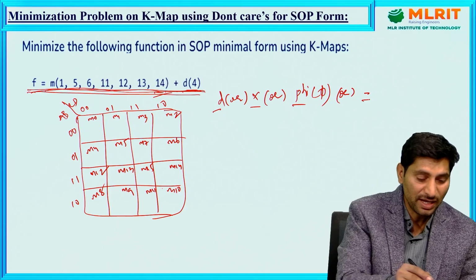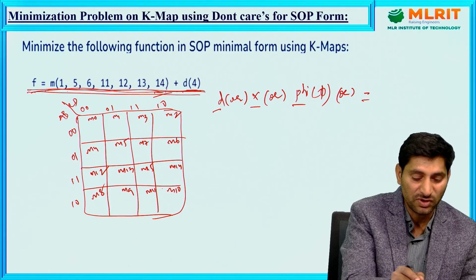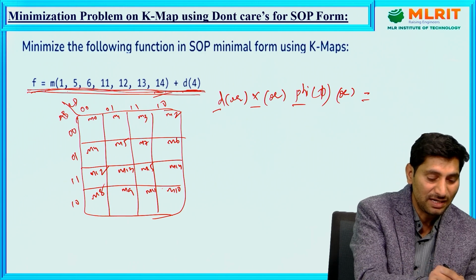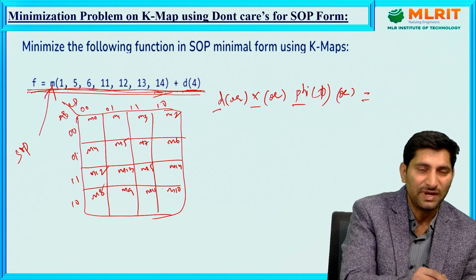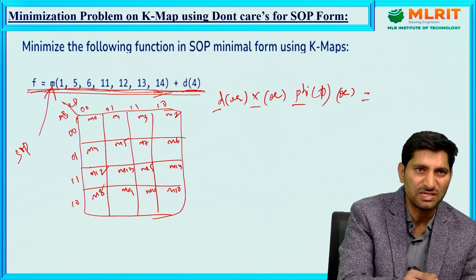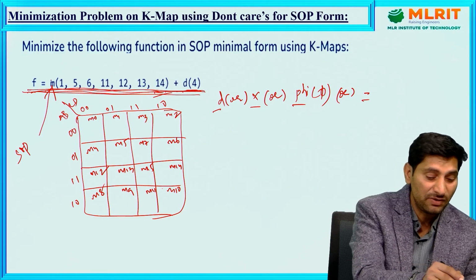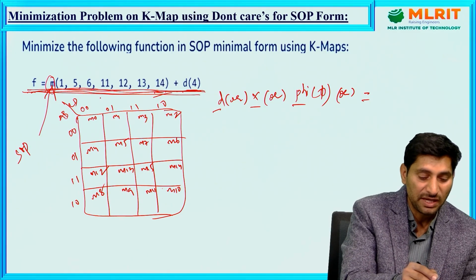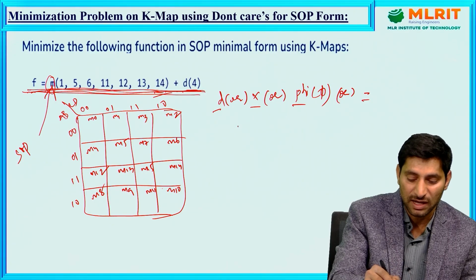So here the terms they have given are 1, 5, 6, 11, 12, 13, 14 plus a don't care of the 4th term. Clearly, small m indicates it is in SOP form, whereas capital M indicates it is in POS form. So here the function is given in SOP form, by looking at this small m. So we need to mark all these terms. In SOP form we can represent all the given terms' true values with 1s and false values with 0.